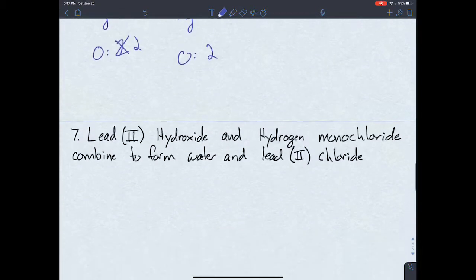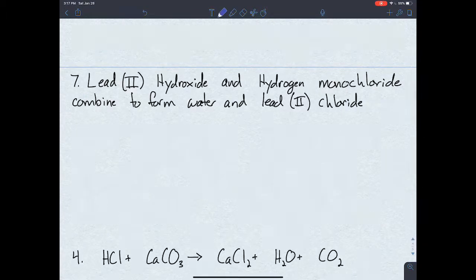Okay, so now number 7. We have lead 2 hydroxide. Now, some of you were forgetting your naming methods. This 2 here tells me the value of the positive charge on lead. Hydroxide is a polyatomic. So I have lead with a +2 charge, and I have hydroxide, which is OH, and that has a -1 charge. That's just what hydroxide is. And hydrogen monochloride. Okay, so this is going to be naming a covalent molecule.